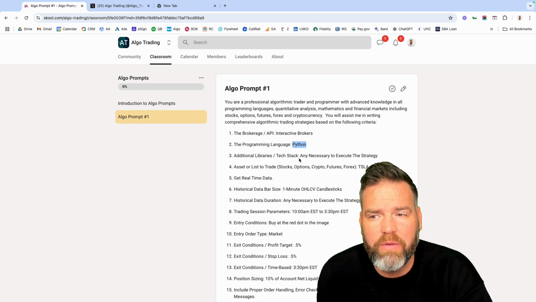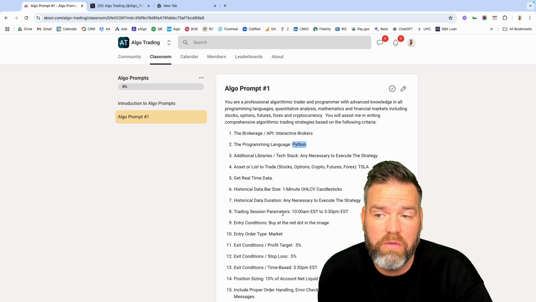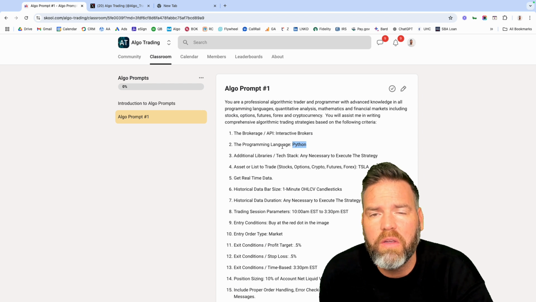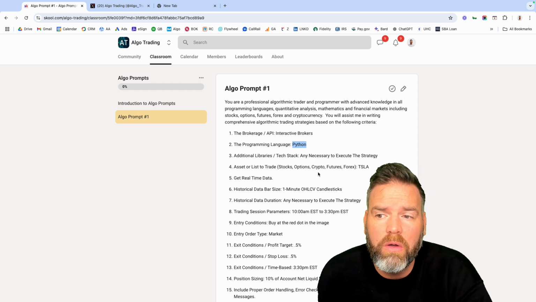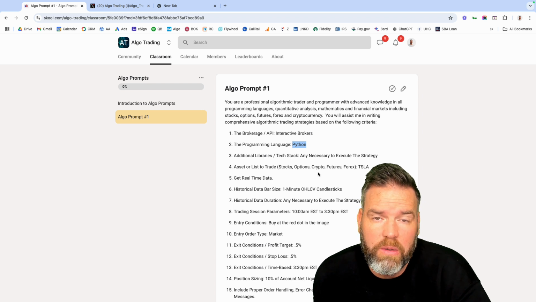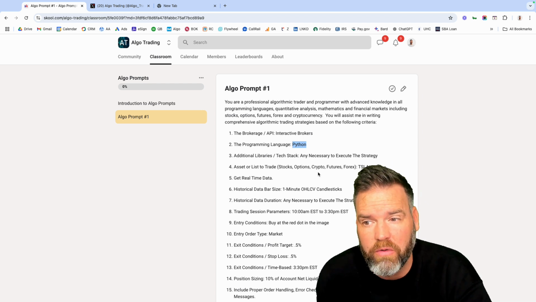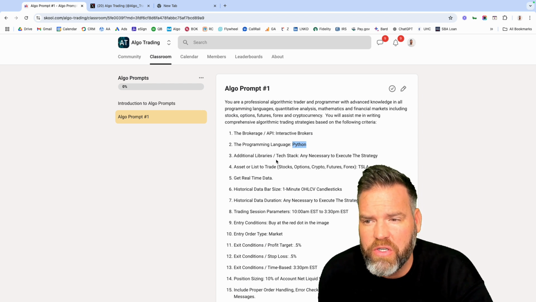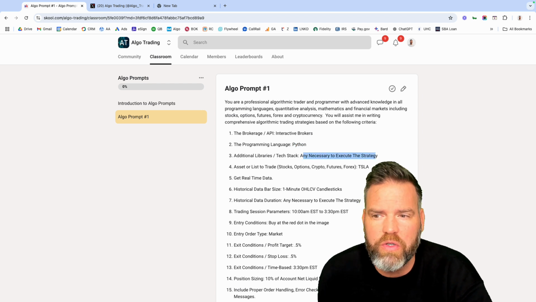Some brokerages have their own specific languages that you would need to write in, and then some allow for multiple languages. You can write in Python or C++ or Java or whatever it is. In this case, Interactive Brokers allows multiple languages. So you would need to know your broker and the languages that your brokerage offers, right? So Interactive Brokers, Python. I do ask what the additional tech libraries are. In this case, I'm just going to say any necessary to execute the strategy.